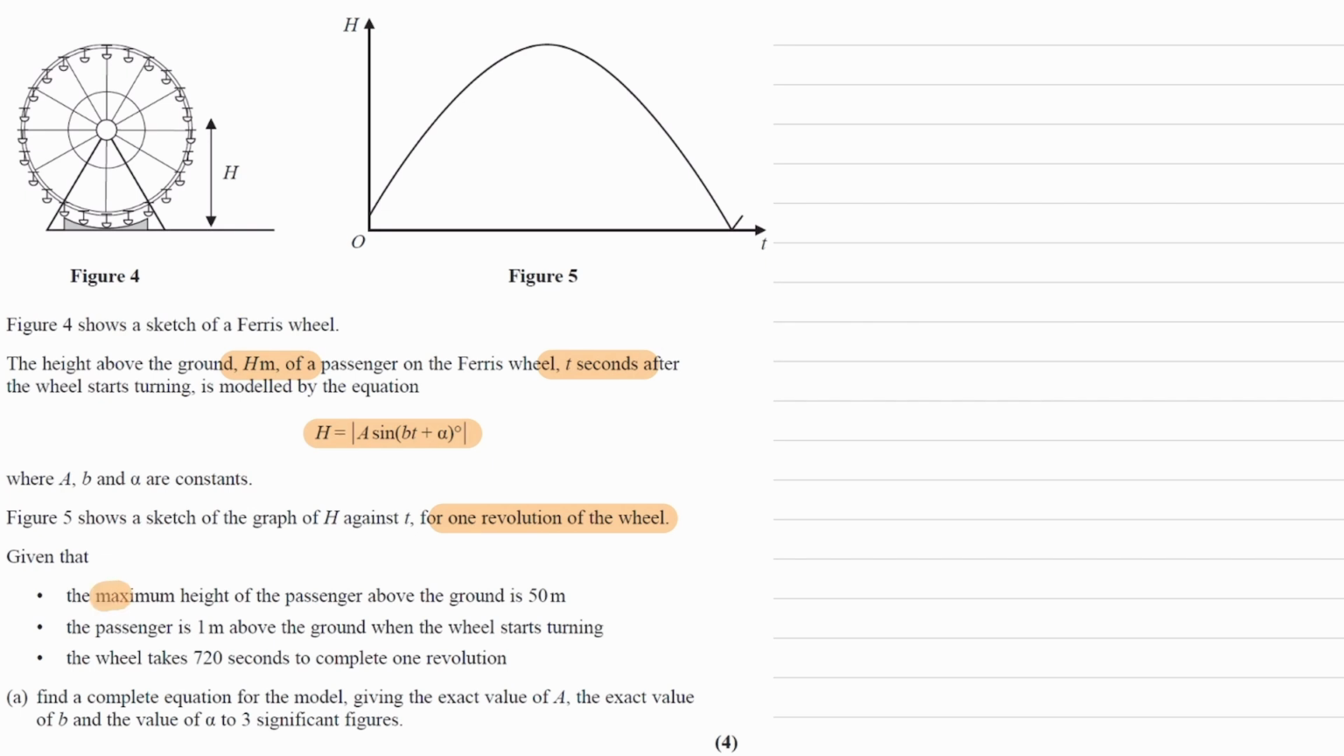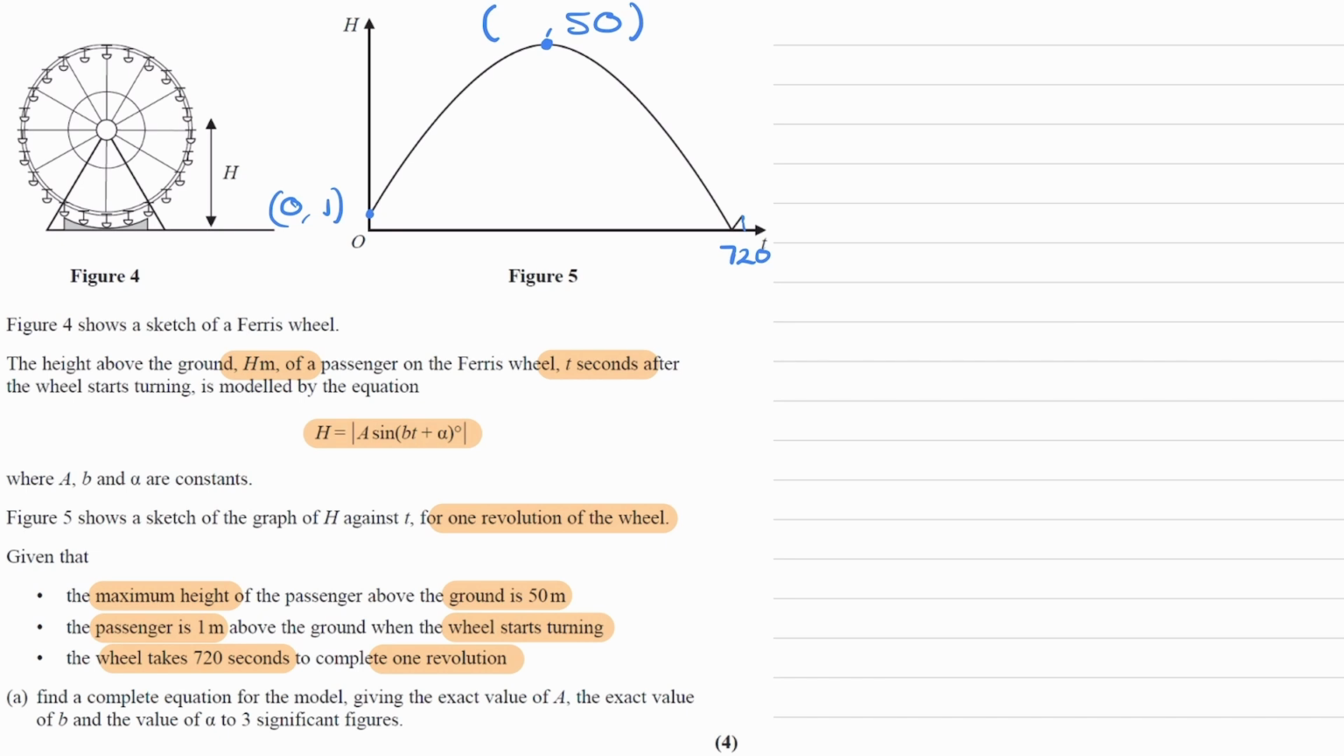Given that the maximum height of the passenger above the ground is 50 meters, that basically means that the y-coordinate, or h-coordinate, for this point here is 50. So the t coordinate is unknown, but the h-coordinate is 50. We're then told that the passenger is 1 meter above the ground when the wheel starts turning, so this coordinate here is (0, 1). The height is 1 to begin with. The wheel takes 720 seconds to complete one revolution.